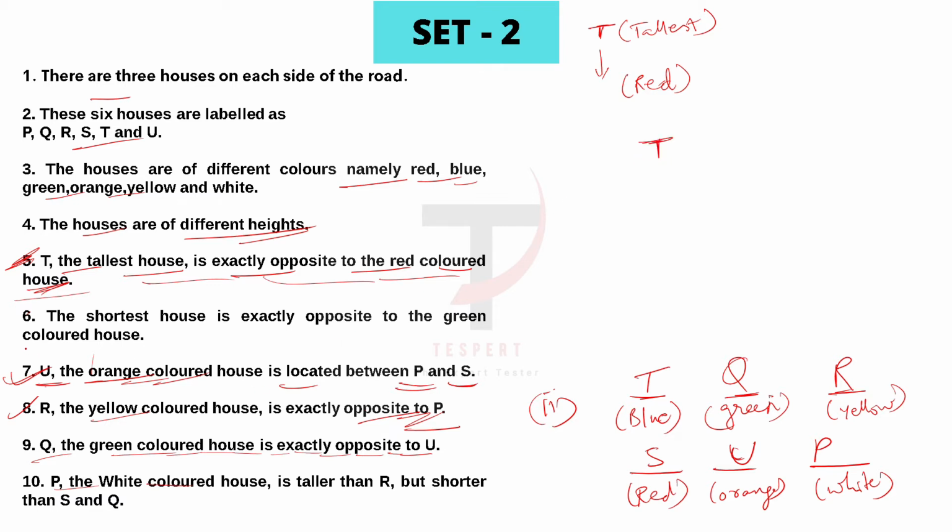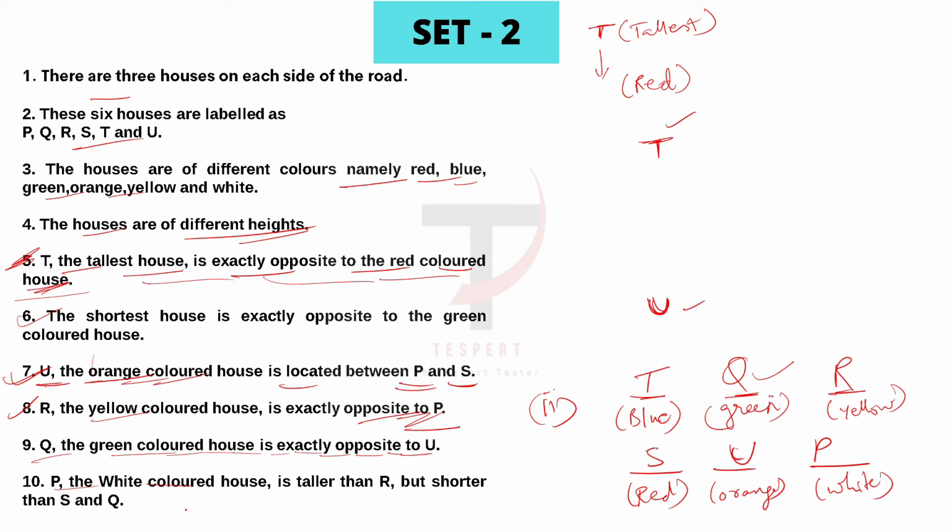And if you observe the 6th statement, the shortest house is exactly opposite to the green colored house. Which color is green? Q is green. So the shortest house is exactly opposite to the green colored house, which means U is the shortest. Okay, T is the tallest, U is the shortest.